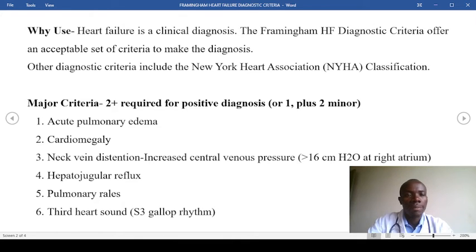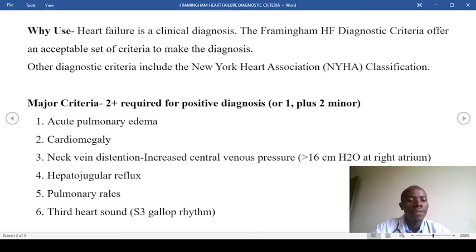Looking at the major criteria, you find that on chest x-ray, the patient could be having acute pulmonary edema or cardiomegaly. What about on physical findings? Physical findings will be arrived at through inspection, palpation, percussion, and auscultation. So, on inspection, you find that the patient will be having neck vein distension, and there is normally an increased central venous pressure of greater than 16. On palpation, the patient will be having hepatojugular reflux, and this is when you palpate the liver, there is a corresponding increase in central venous pressure.